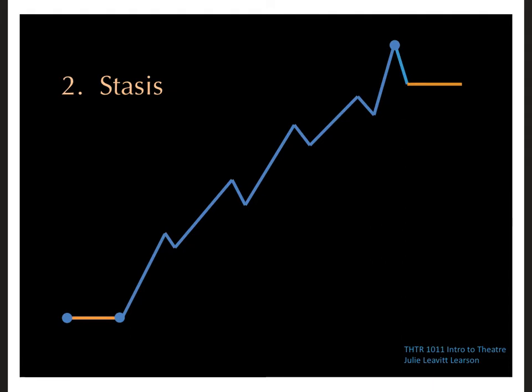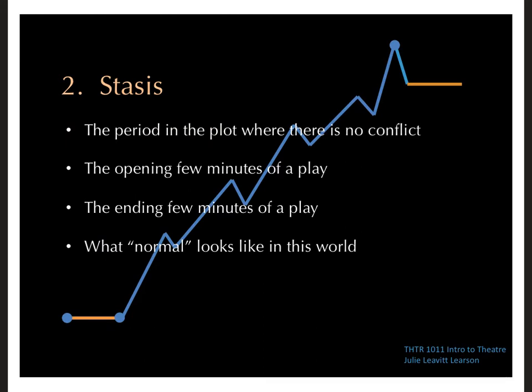The next piece is stasis. Now you can see I've got two orange lines, one at the left-hand lower side and one at the upper right-hand side. And as you can see, they're fairly flat. So stasis, if you've taken chemistry, you might have heard this term before. Stasis is when things are stable or inert, or there is a lack of change.